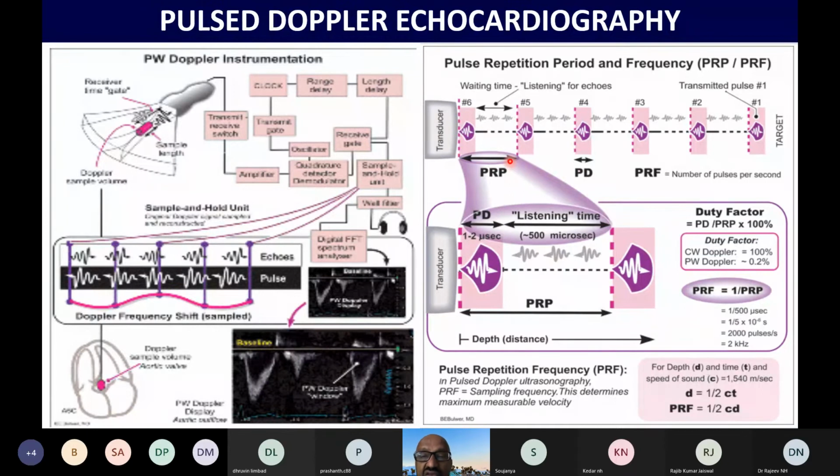So there are three terms here. One is the pulse repetition period, which is the amount of time from one pulse to the second pulse. Second is the pulse duration, which is the time taken for each pulse, and the pulse repetition frequency is the number of pulses per second. And here we need to know what the Nyquist limit is. The Nyquist limit is the velocity beyond which what is called aliasing will occur.